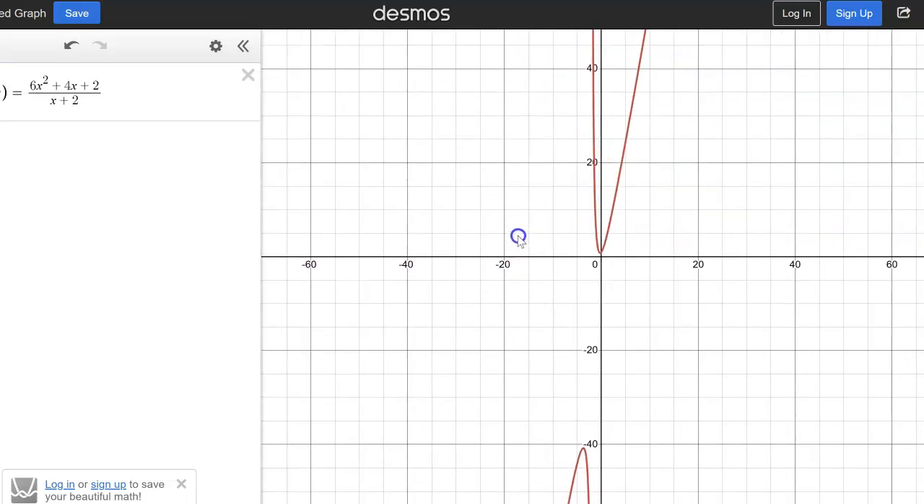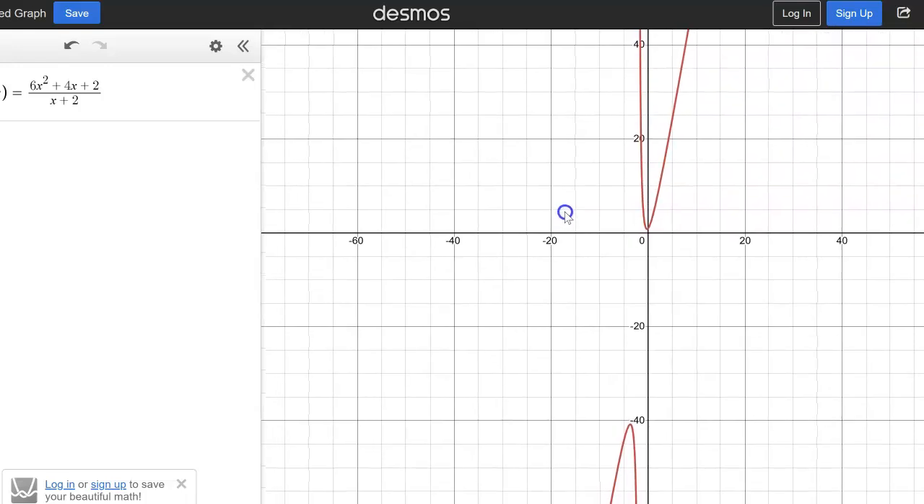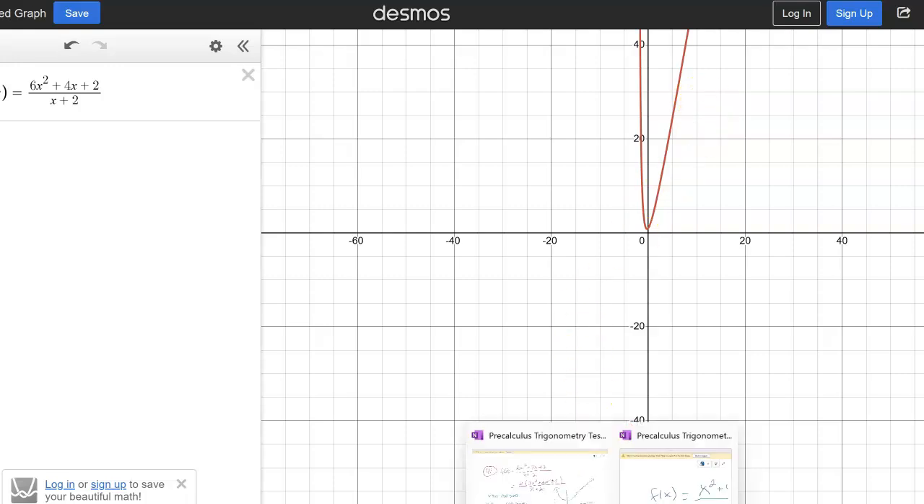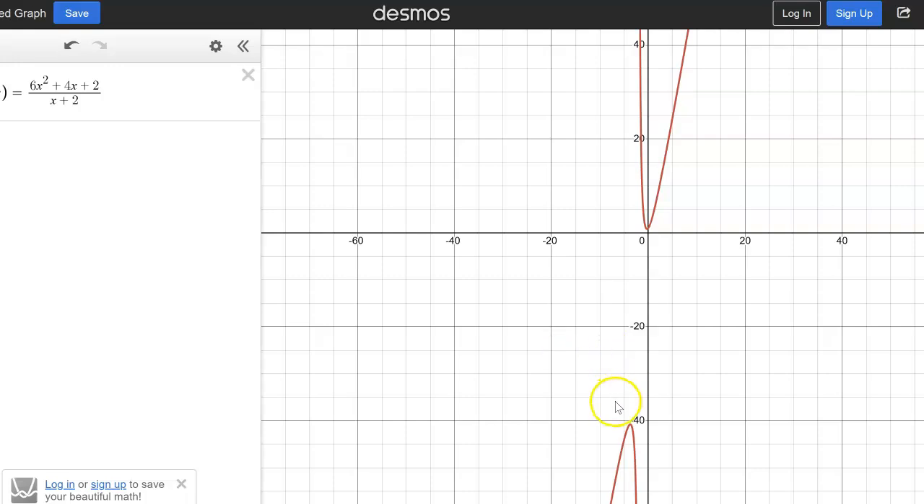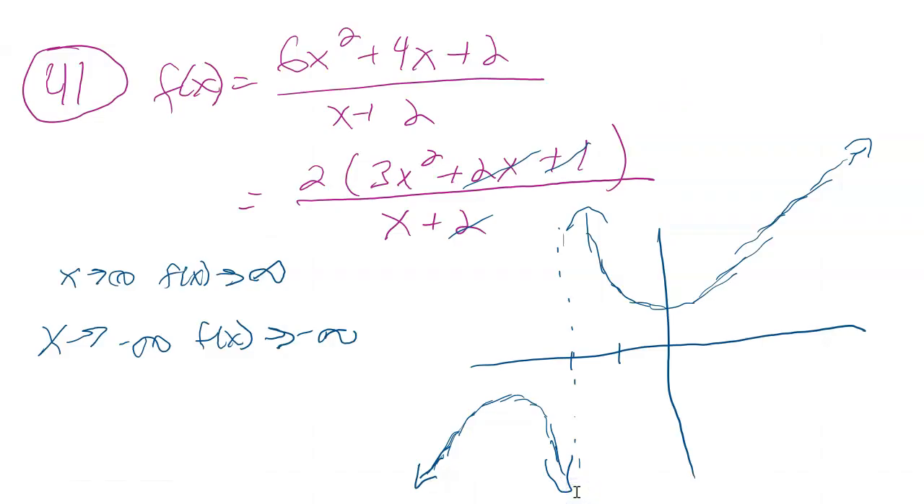A little bit of a stretch. There's negative 2. That kind of looks parabolic on each side. On the left-hand side of negative 2, it's parabolic and concave up. And on the right-hand side of negative 2, it's parabolic and concave down. So, yeah. Más o menos.